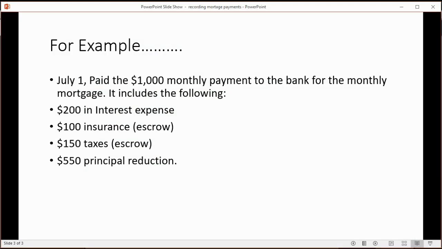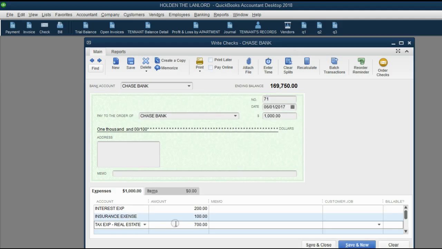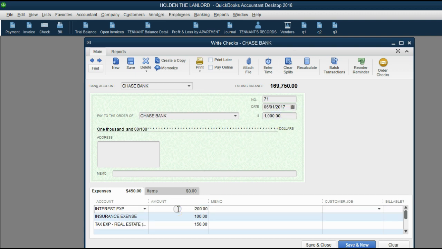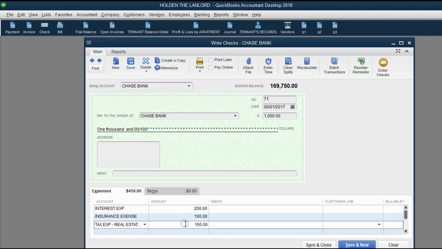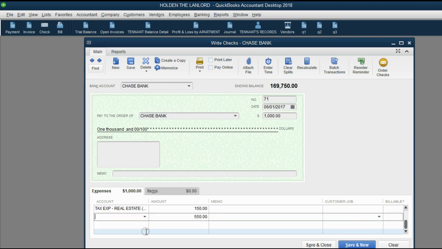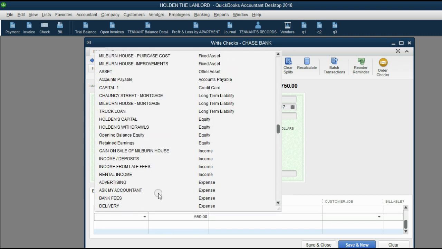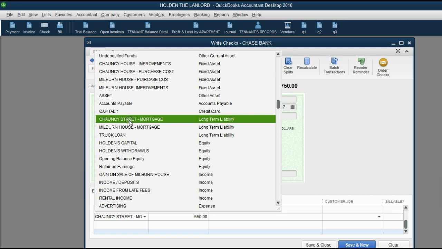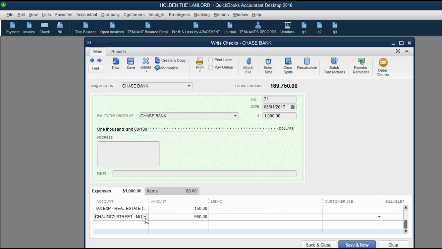Then, of course, the taxes are in an account called Tax Expense Real Estate School. And the amount on the statement is $150, which is the amount that goes to the taxes. So we have, of the $1,000 we're paying, $200 goes to interest, $100 goes to insurance, $150 goes to taxes for real estate school tax, and sometimes these two can be lumped together in one expense account called escrow expense. And then the remaining amount actually goes to the long-term liability for that particular mortgage, and QuickBooks knows the remaining amount is the amount of principal reduction.